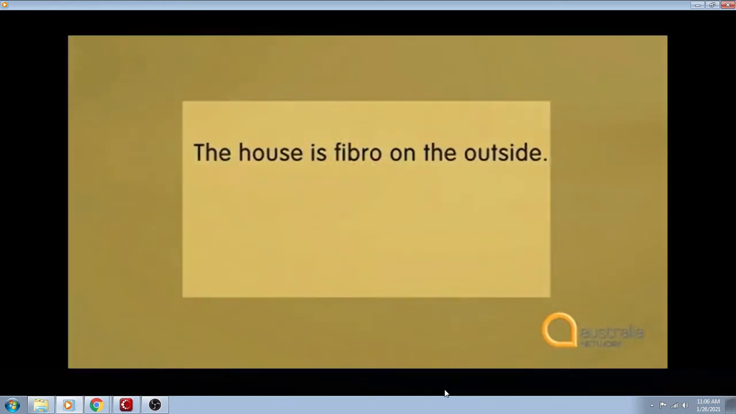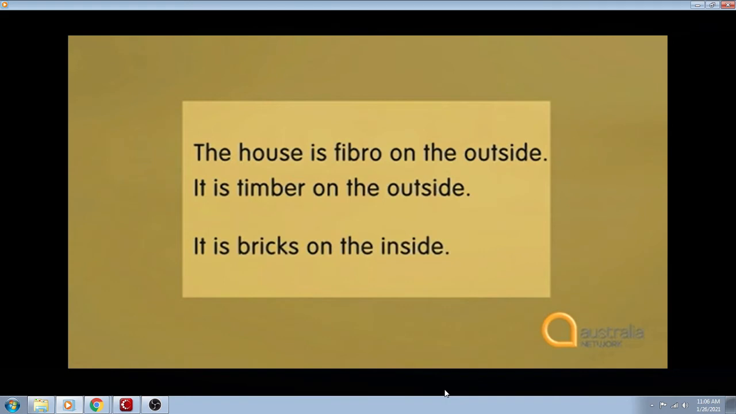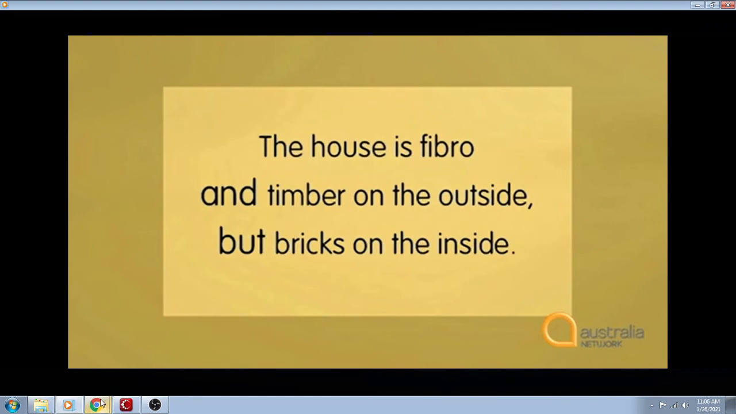He forms 1 compound sentence from simple sentences. The house is fibro on the outside. It is timber on the outside. It is bricks on the inside. Notice that and is used to list similar things, but is used to contrast different items in a list. So we could also say the house is fibro and timber on the outside, but bricks on the inside.